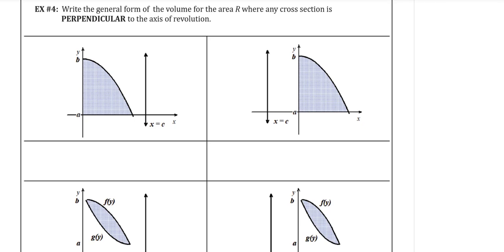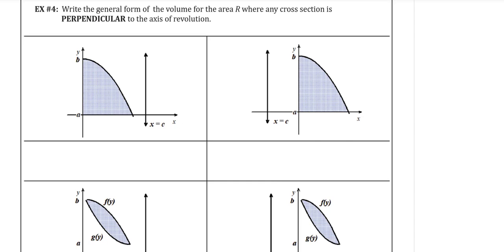This is part 2 of lesson 7 of unit 8, volumes revolving around other axes. In this part of the lesson, we are now going to have a vertical axis of revolution. And so we are going to write the general forms of what these equations will look like. And we want to remember that we are taking our cross sections perpendicular to the axis.